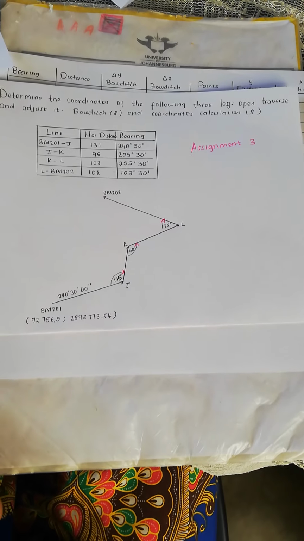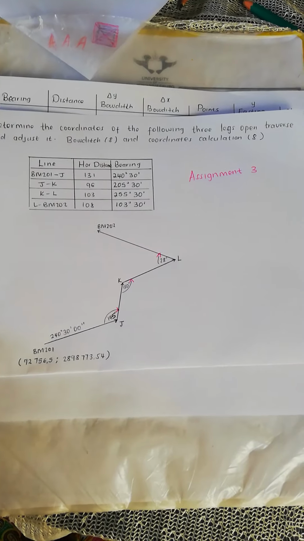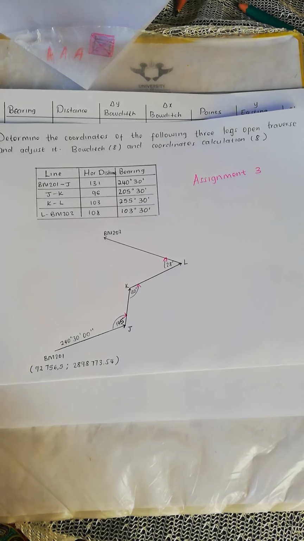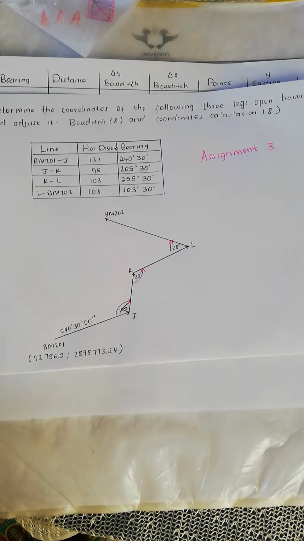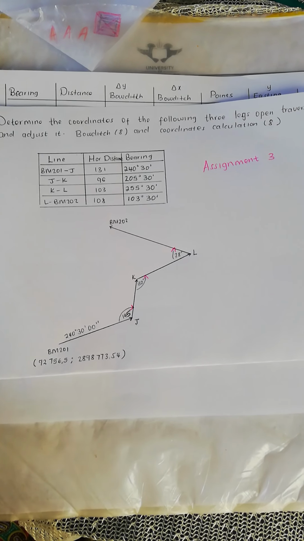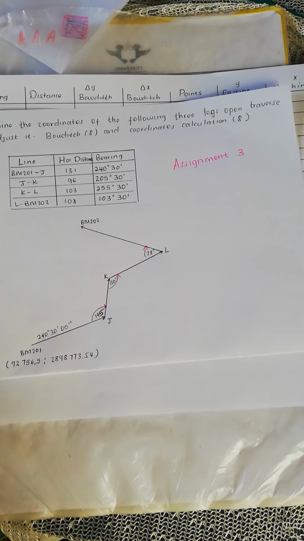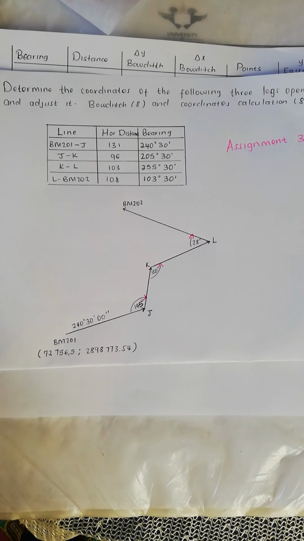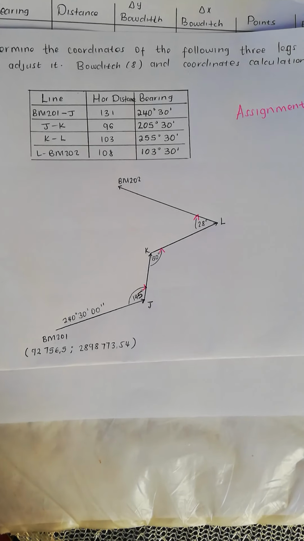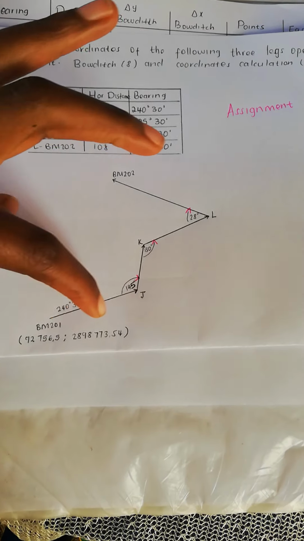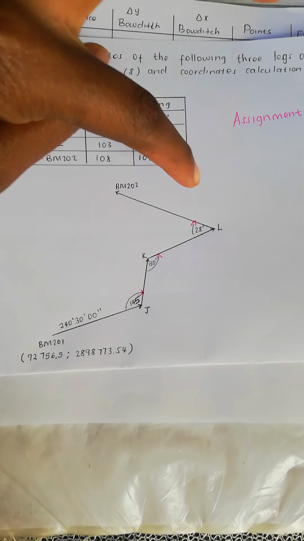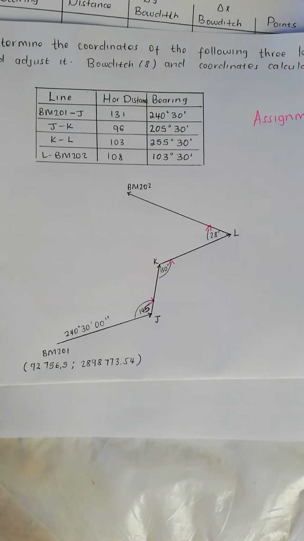Good day, everyone. I'm Tlangelani, and today we'll be doing assignment 3, traverse assignment 3. It says determine the coordinates of the following 3 legs, open traverse, and adjust it. So, this is the question. We're given this diagram. We're given the distances here, the angles, and the first bearing.